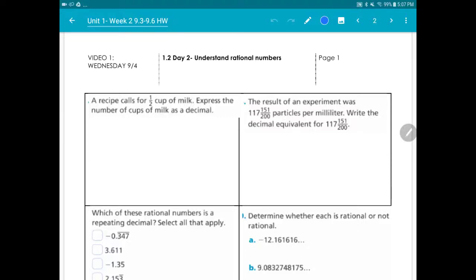Hi guys, so this video is on understanding rational numbers. It's just a continuation of what we were doing in class today.